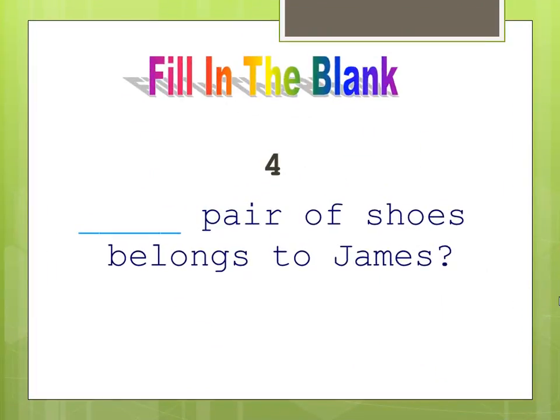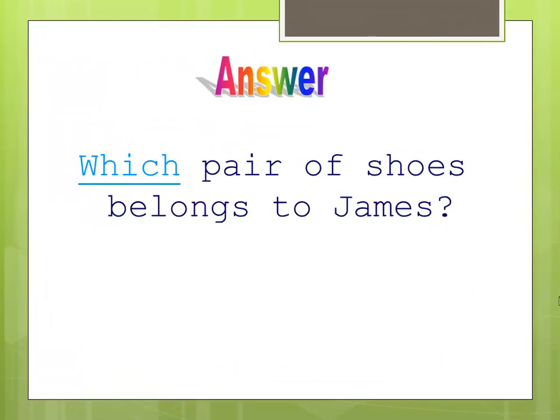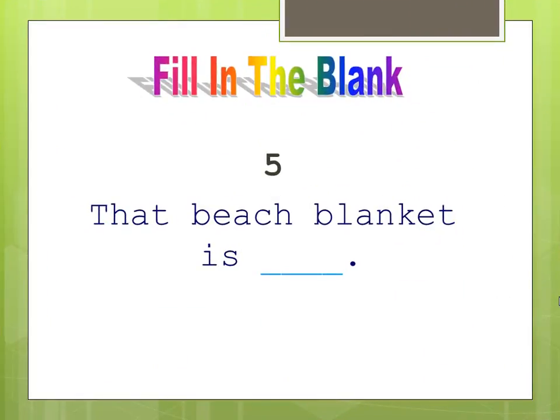All right, 4, blank pair of shoes belongs to James. All right, I'm going to go with the W word because I'm asking a question. So which pair of shoes belongs to James? Because pair, we're most likely talking about one, so which pair? All right, that beach blanket is, what personal pronoun could I stick in this place? All right, that beach blanket is theirs. I'm showing ownership, or that beach blanket is ours, that beach blanket is hers, that beach blanket is his, or that beach blanket is someone's if we don't know whose it is.